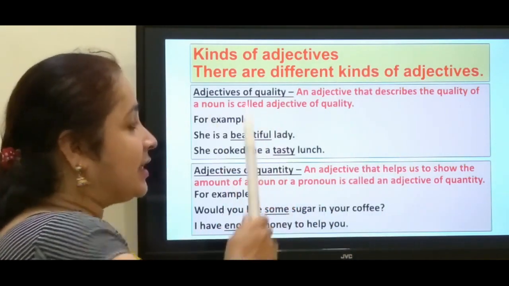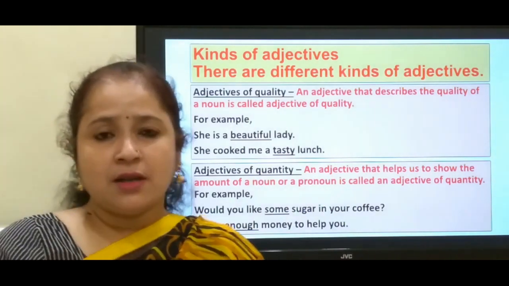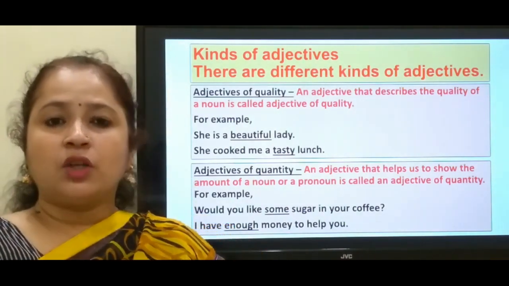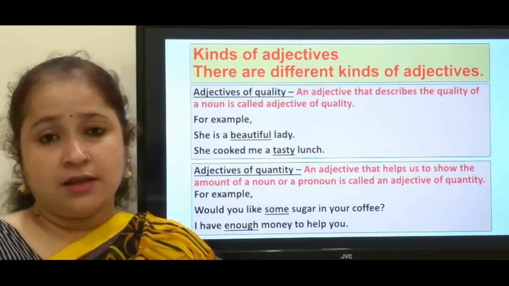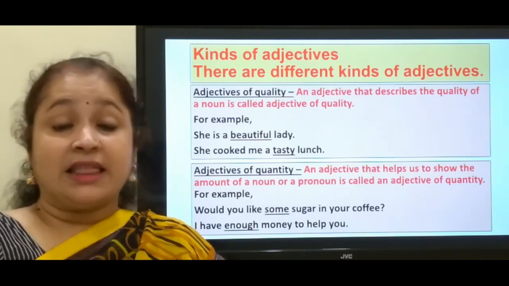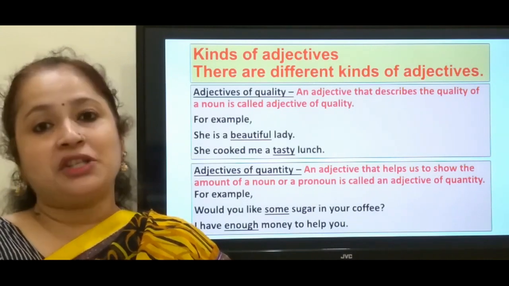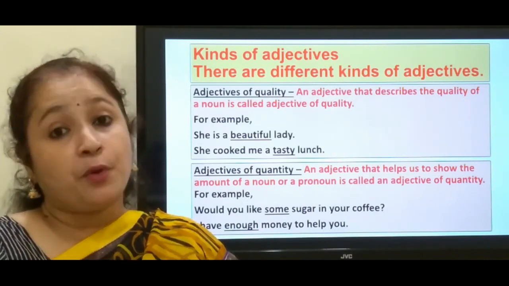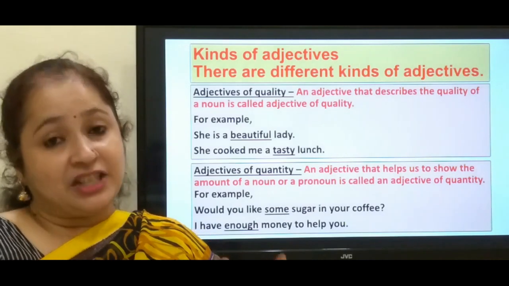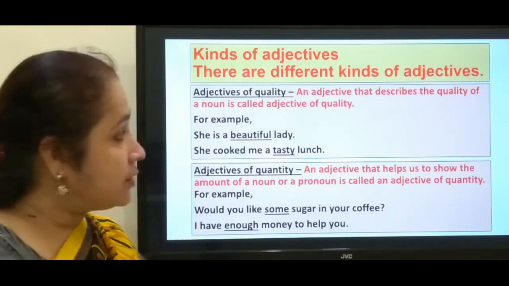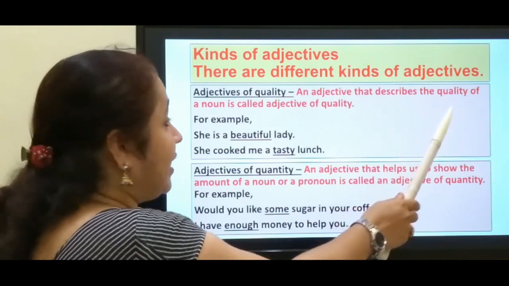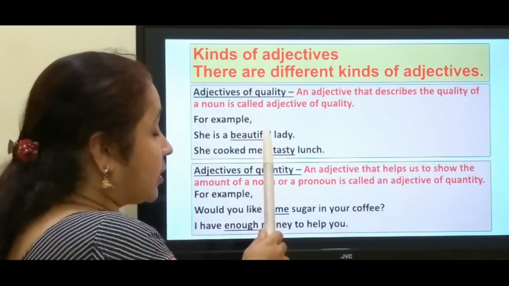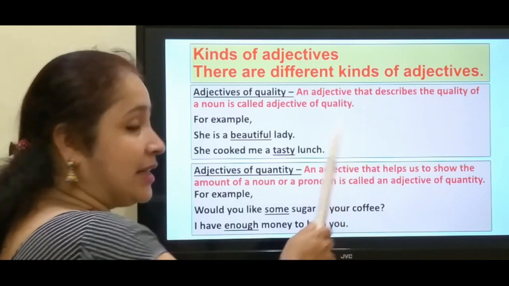Adjectives of quality. Dear students, what is the meaning of quality? Yes, quality means characteristics. So, students, words that tell us about the quality of a noun or a pronoun are called adjectives of quality. So, an adjective that describes the quality of a noun is called an adjective of quality.